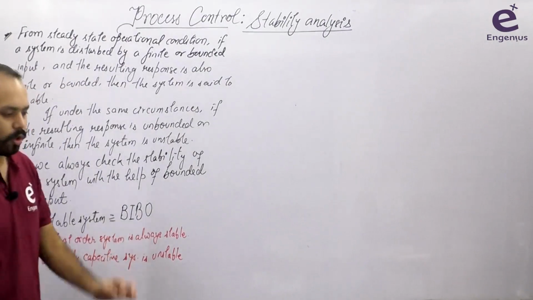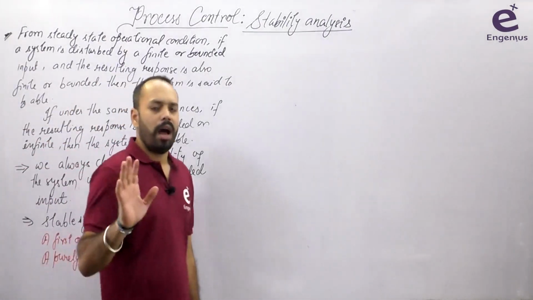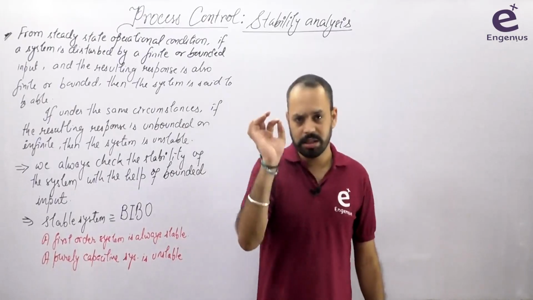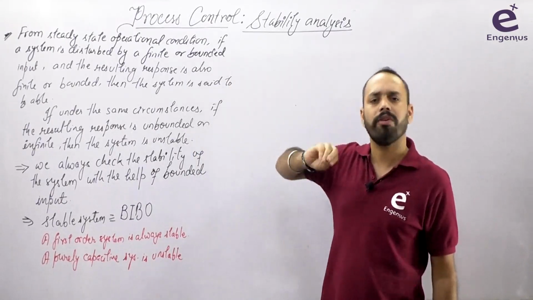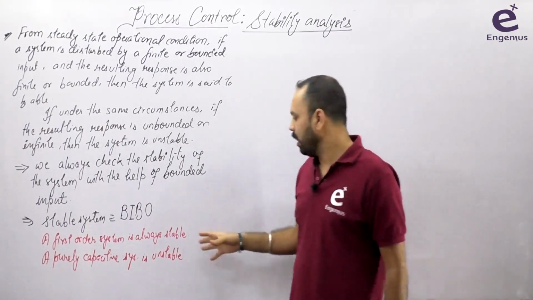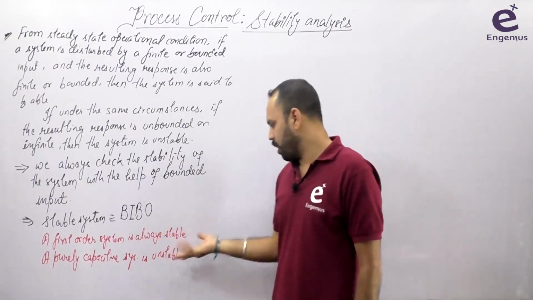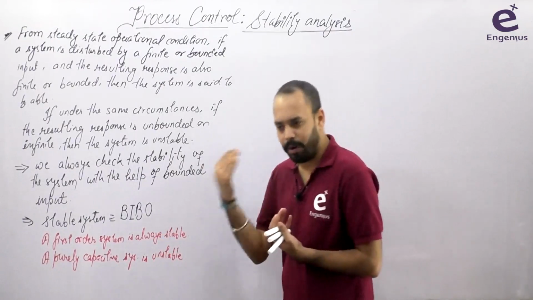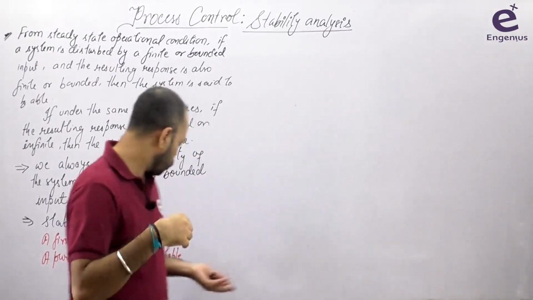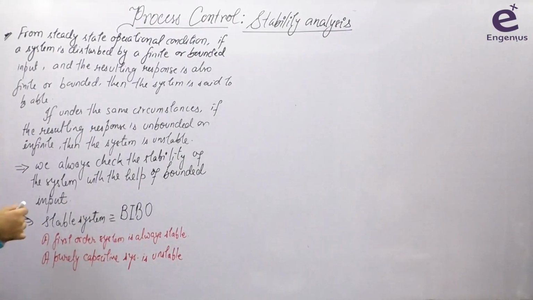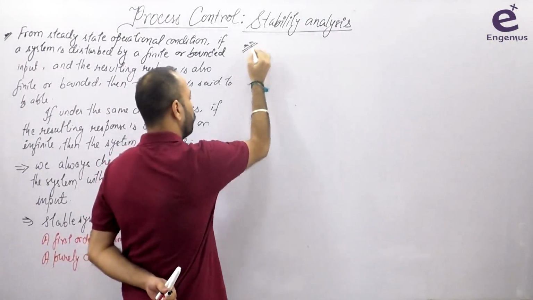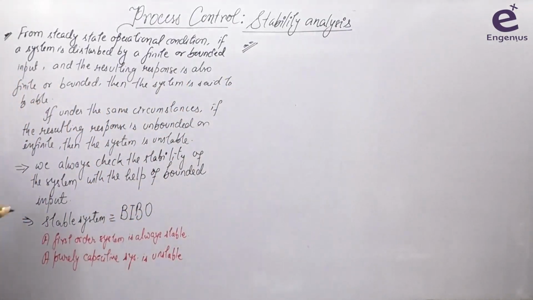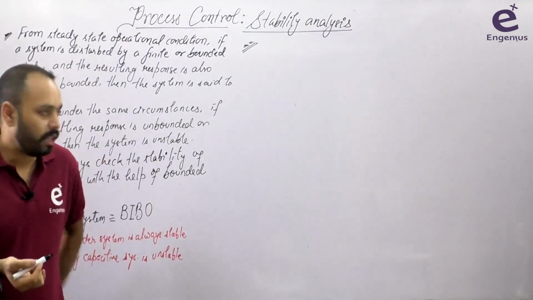There are numerous kinds of systems where you can check the stability, but I gave you one definition. Till now, I have just given you one definition of stability. Based on that, whatever I can recall from the previous lectures, I can say that a first order system is always stable and a purely capacitive system is unstable, because when I gave bounded input, this one gave me unbounded output. So these were some conclusions. Please remember that for checking the stability, we never use unbounded input. We always use bounded input and then check the response.